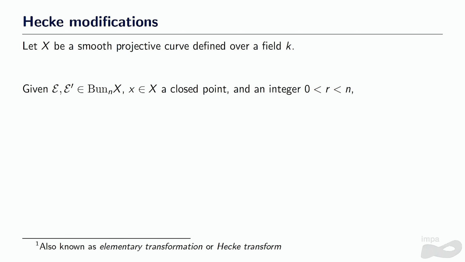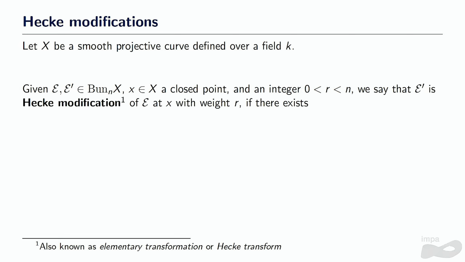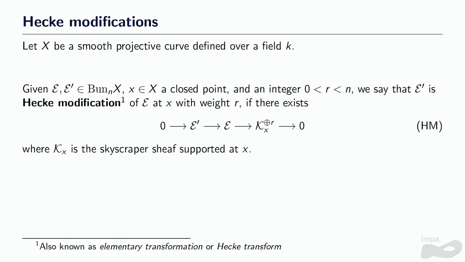I work over a curve over any field. You can take the complex numbers here if you want, but it can be any field. Given two vector bundles and a closed point on the curve, I'm going to say that E prime is a Hecke modification of E of weight R if there is such an exact sequence. There are other equivalent ways of defining Hecke modification, but I think this is a simple way to define Hecke modifications for those that have never seen the definition.